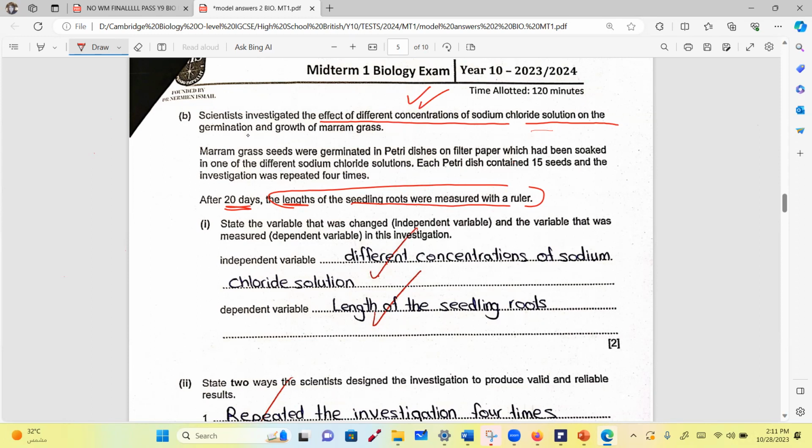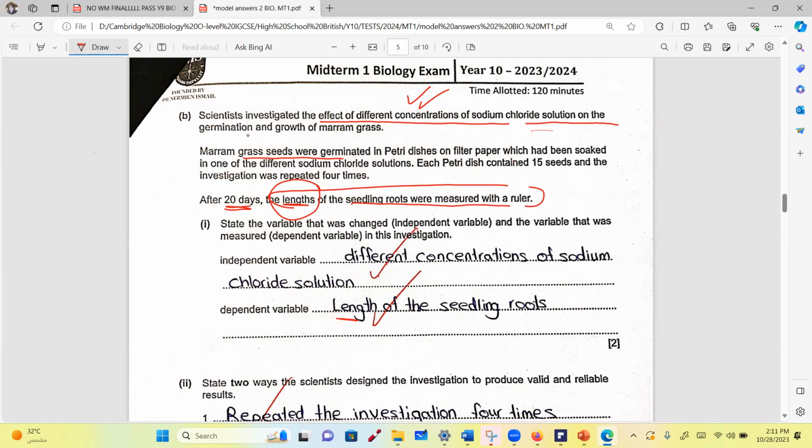And what are the results? What is the dependent variable? Length of the seedling roots. The length has to be in the answer. A lot of you said the growth and the germination of the seeds, and I considered it correct. But in the Cambridge exam, they're not very nice people. I'm telling you, the examiners are not nice. They're very strict, and they want a particular answer.